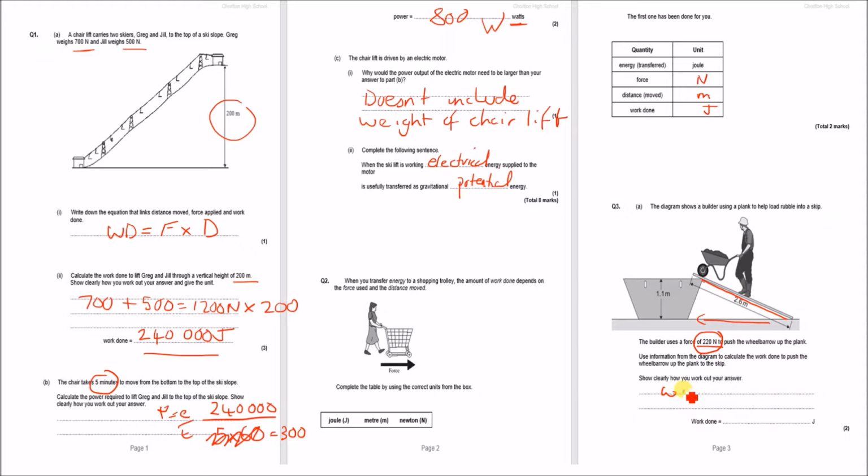So the work done is equal to the force, which is both of them, times by the distance moved. The force is 220 newtons, and we're going to times that by the distance that they've moved, which is 2.6. That will give us 572 joules. Okay, carrying on.